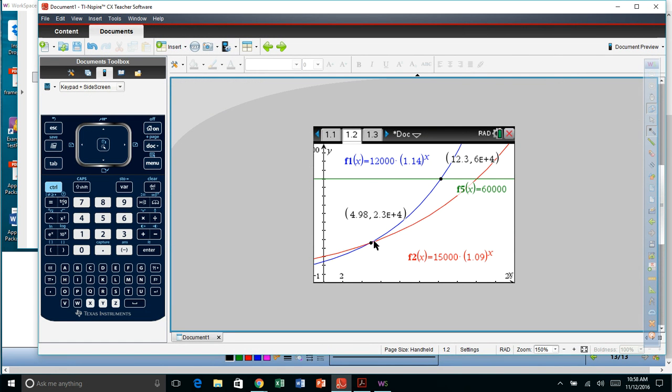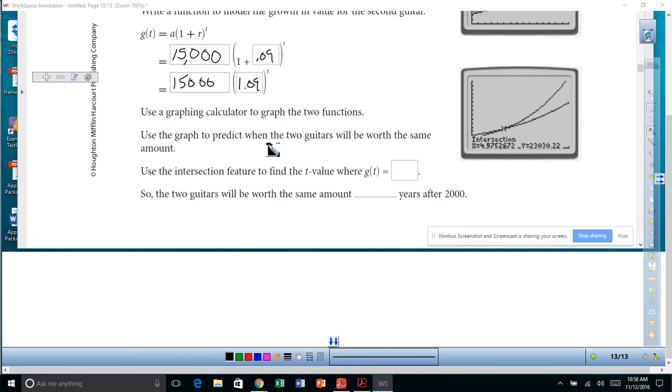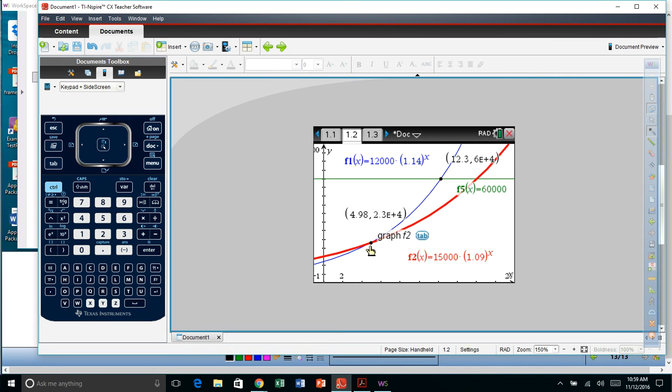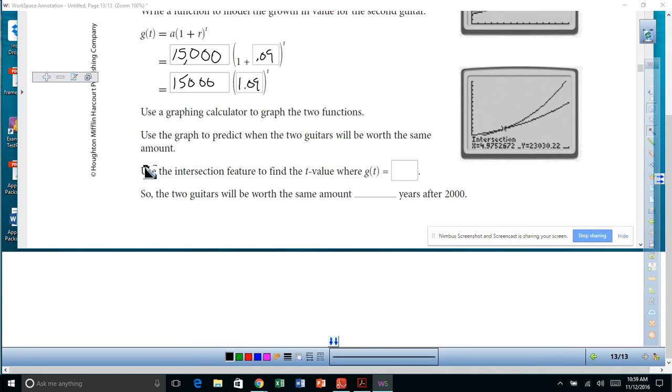And you'll see I did that right here. See where 15,000 and then that one there. Okay, so we did that. Use a graph to predict when the two guitars will be worth the same amount. Where they cross, that's where they will be equal, and that's this point right here. I found it by menu 6, 4, and it says 4.98. So when g(t) equals f(t), the two guitars will be worth the same amount 4.98 years after 2000. So in 2005, they will be worth the same amount.